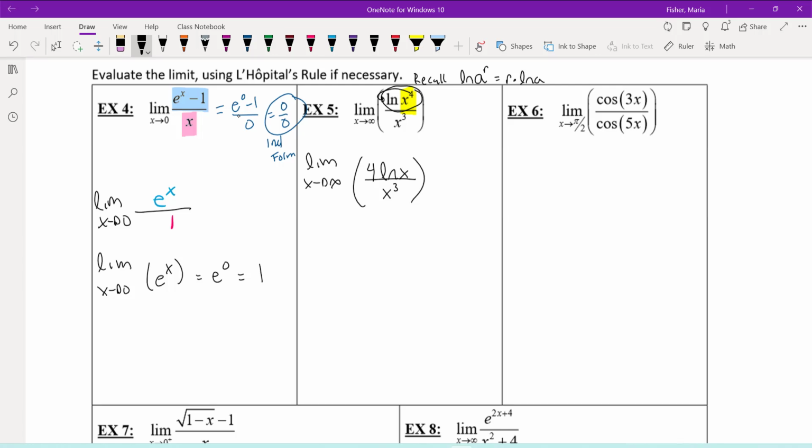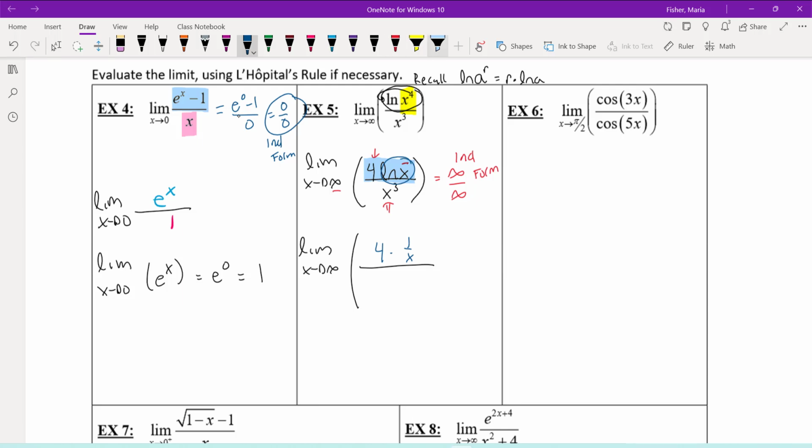Now that we've rewritten it, let's go ahead and do direct substitution. If I plug in an infinity in here, well, the natural log of infinity is just infinity. Infinity times 4 is still infinity. Infinity cubed is infinity. So this is indeterminate form. Whenever we get infinity over infinity, we use L'Hopital's rule. Remember, L'Hopital's rule says that what you do is you take the derivative of the numerator. So the derivative of 4 times the natural log of x is going to be 4 times, well, the derivative of the natural log of x is 1 over x.